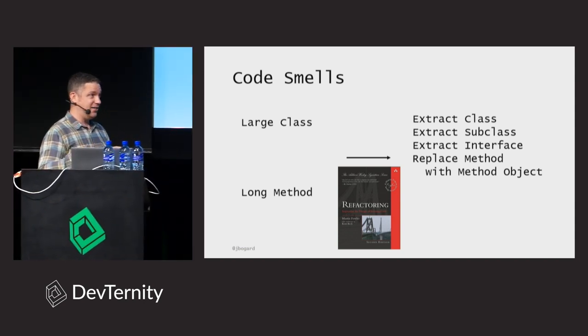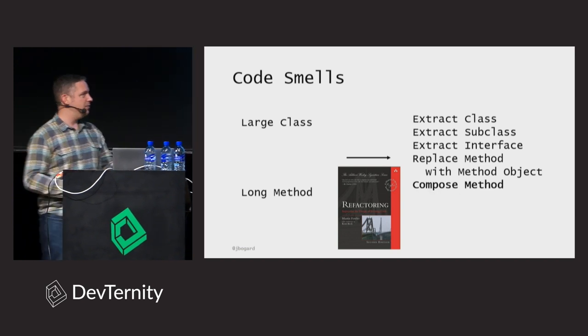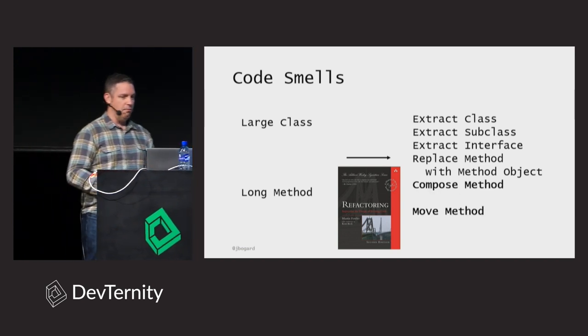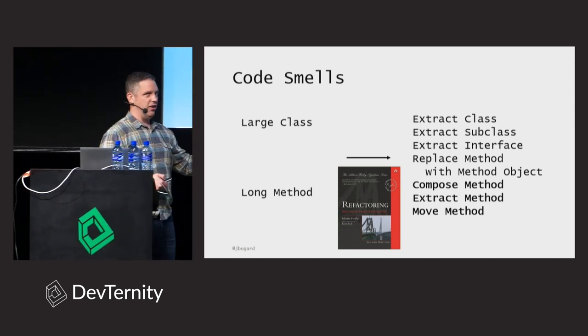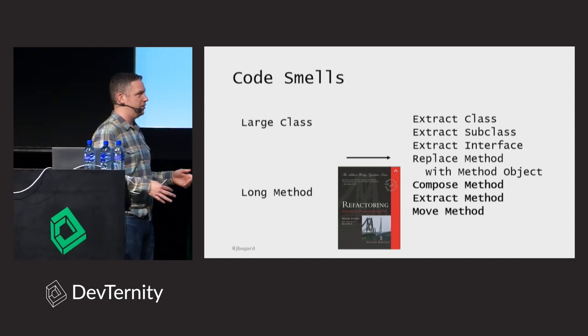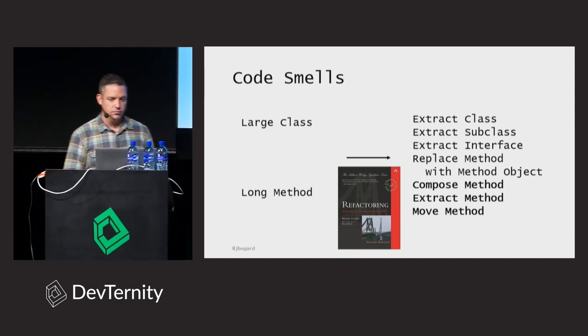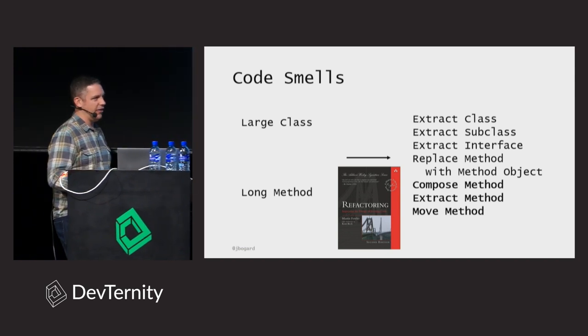But the big ones that I see in building my systems for refactorings are going to be compose method, which we'll get to in a little bit, moving method, and extracting methods. So those three at the bottom are the three that I have to get really good at in order to make sure that those individual handlers don't get ugly. Now, sometimes it can get a little bit more complicated than that.